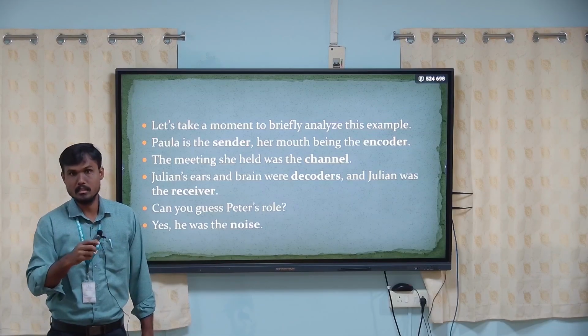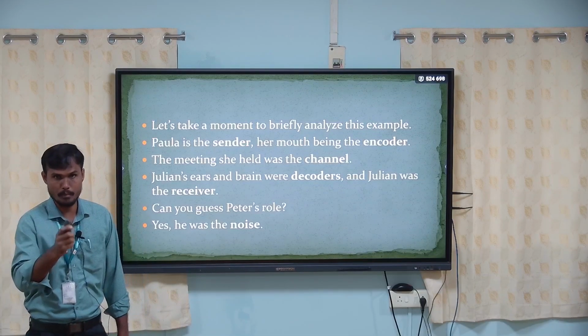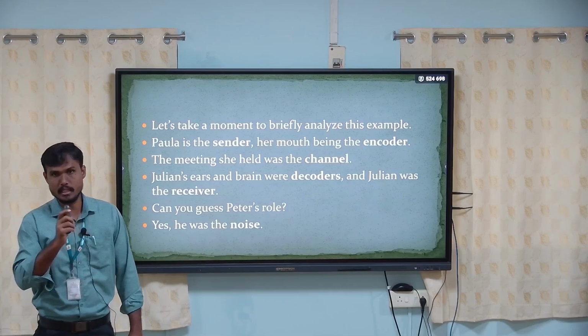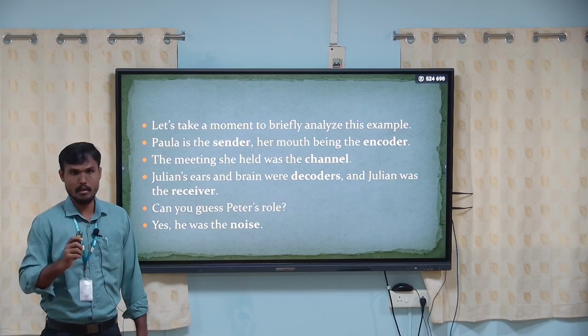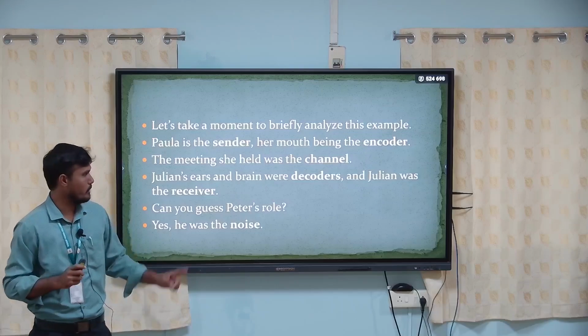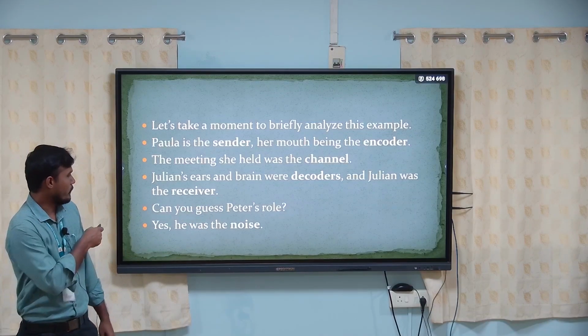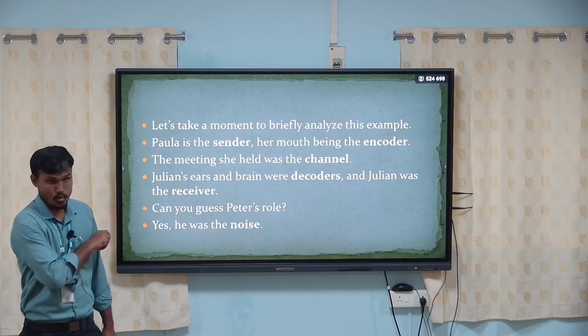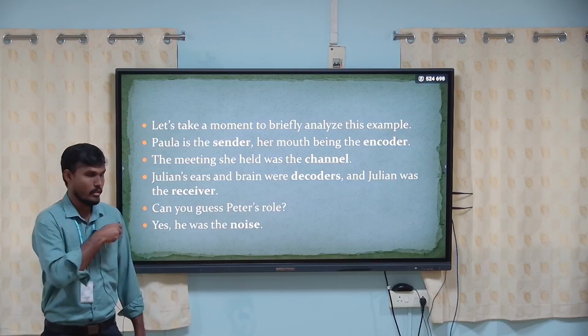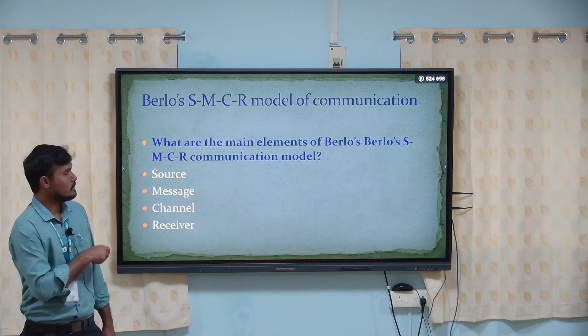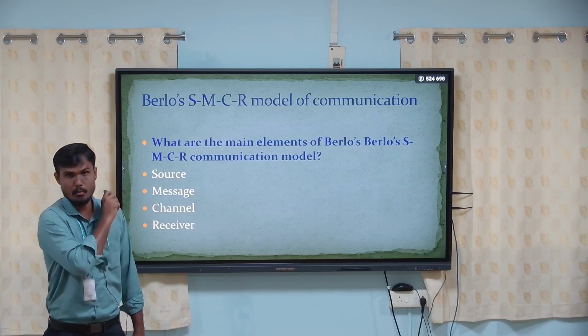Pula sent the message. He is a sender, a source of communications. Then Julian received the message. While Pula sent the message, he also received a message from Julian, so he is a receiver. Can you guess Peter's role? Peter is noise. Next, the David Berlo SMCR model.